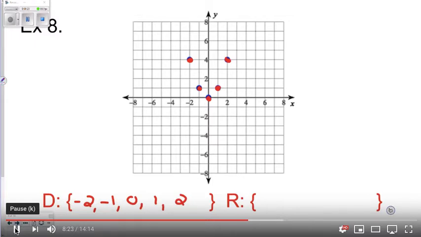For your range values, you're going to work your way up from bottom to top. First one is at 0. Then you have two of them at +1, but we only write it one time. And two of them also at 4, but we also write that just one time.